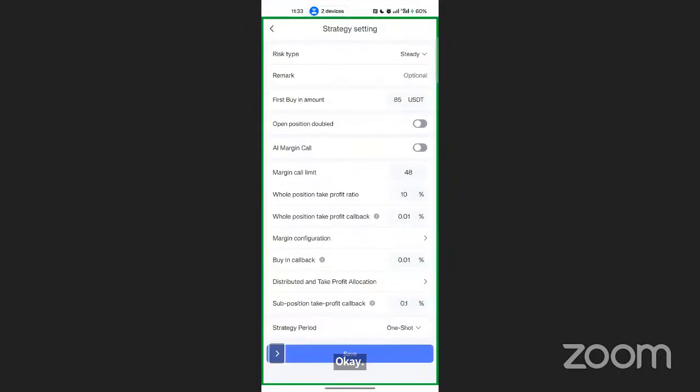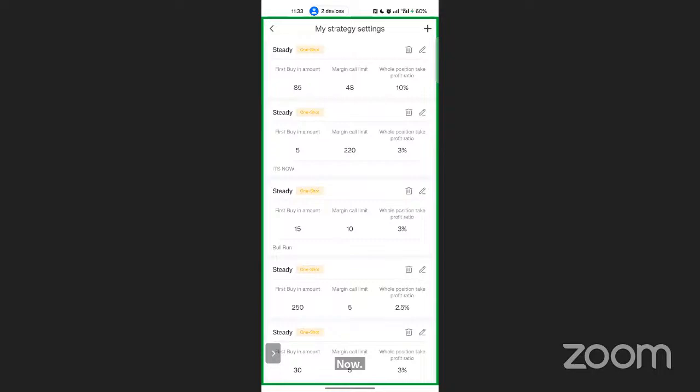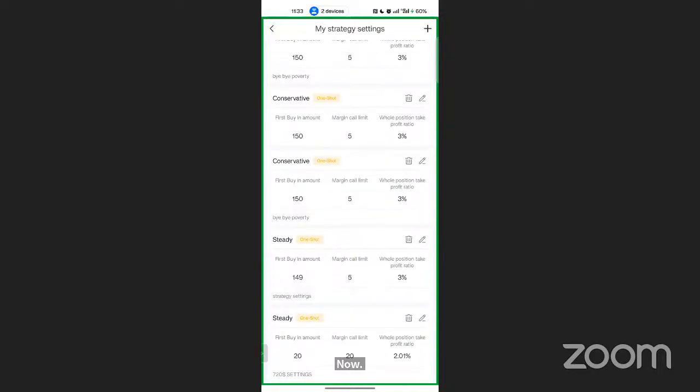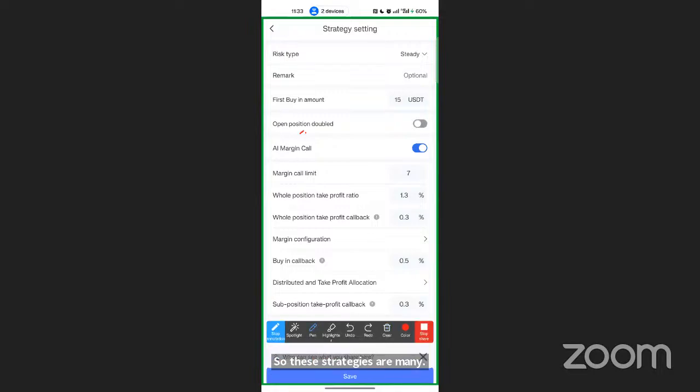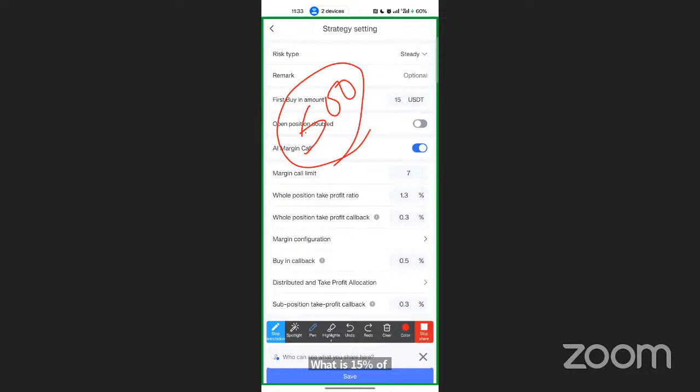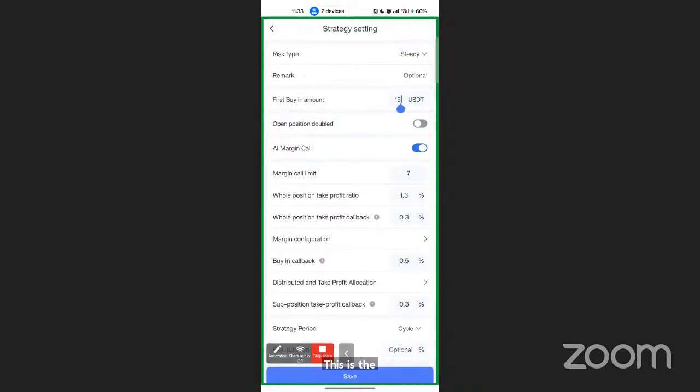Now, the strategies are many, so let me create one. I'm going to look at a capital of $500. My first question I'll ask myself: what is 15% of $500? Some answers in the chat. With this strategy, I'll go in with 15% of $500. This is the buy by poverty strategy, 75. So I'll put $75 here.